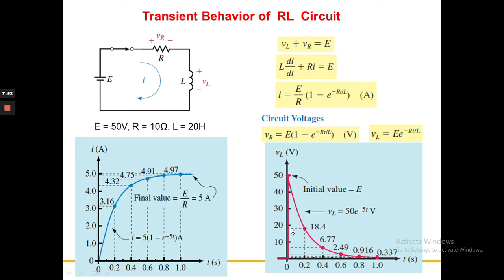As you can see, when you suddenly apply a voltage, it takes a finite time to settle to the final value. This period you can call the transient period. Afterwards, the current value remains constant, and in this case the voltage value also remains constant. Here it will be 0 volt. That is the steady state.